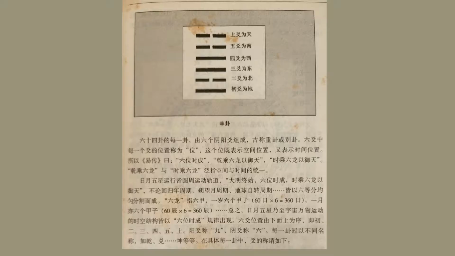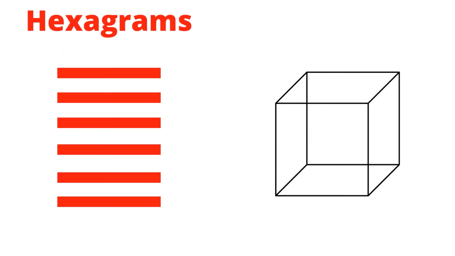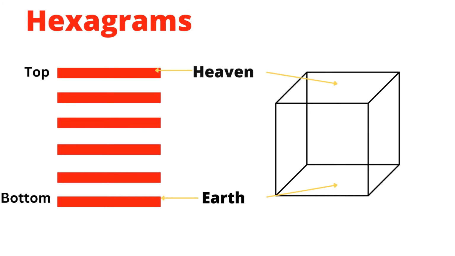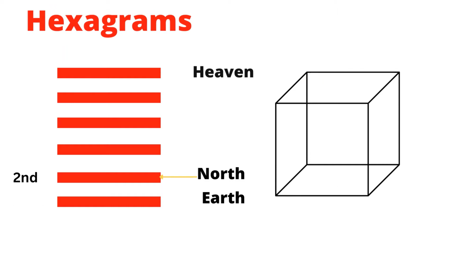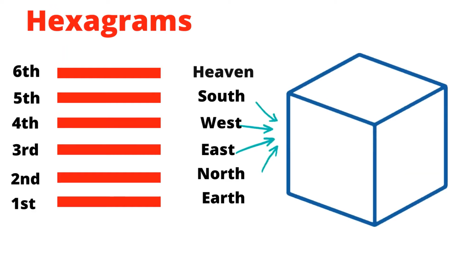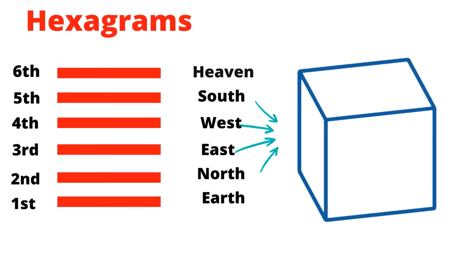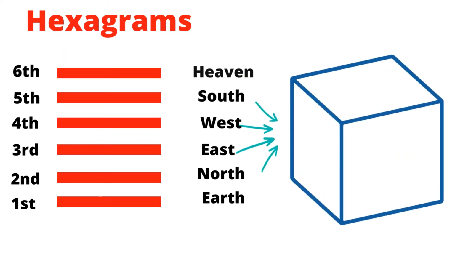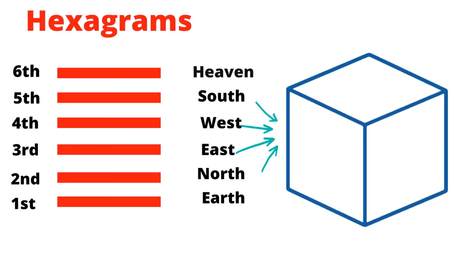To what extent can a hexagram cover? This picture may give you some insight. A hexagram is identical to a cube, which contains 6 surfaces. Top yao signifies heaven, while bottom yao signifies earth. Second yao signifies the north. Third yao signifies the east. Fourth yao signifies the west. Fifth yao signifies the south. Thus, a 2D hexagram can be viewed as a 3D cube, which contains 6 surfaces.